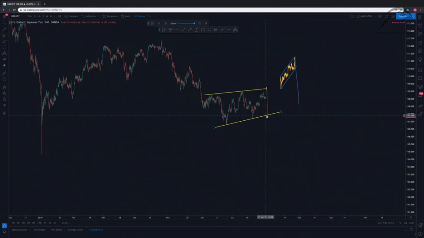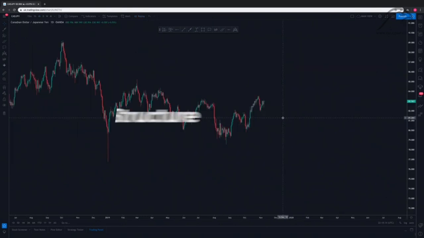So is news creating direction, or is it just creating volatility? I'll let you decide as you see more and more of that play out, but that's why we have that saying: news creates volatility, not direction. So that's dollar yen. Let's take a look at it on another currency pair. So next up we have CAD yen.